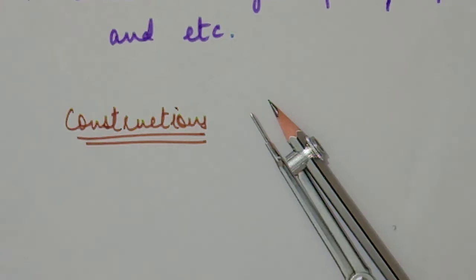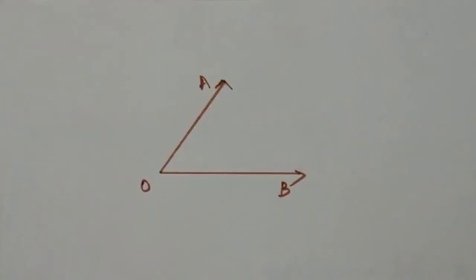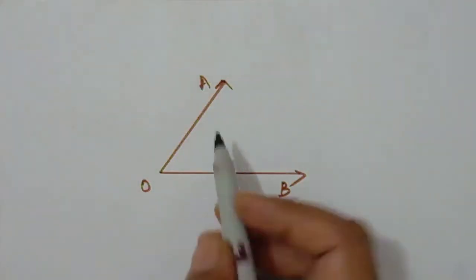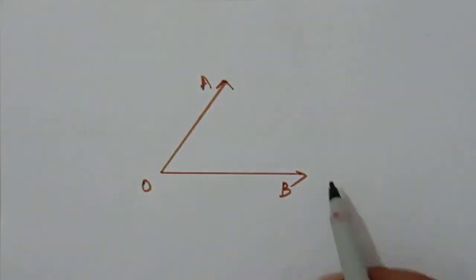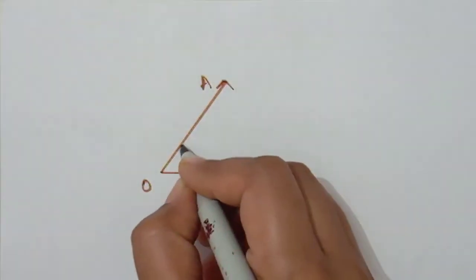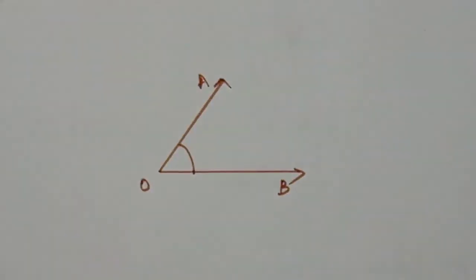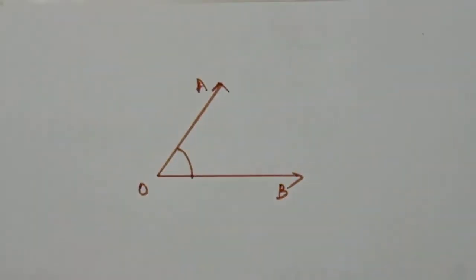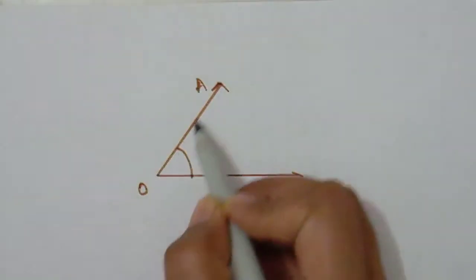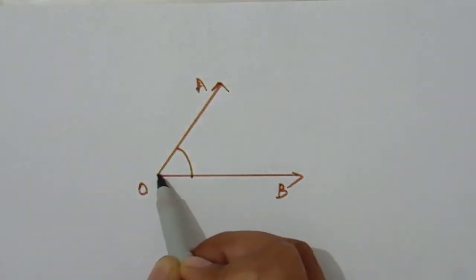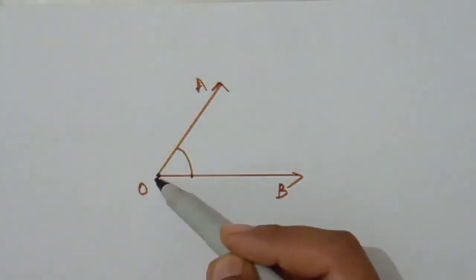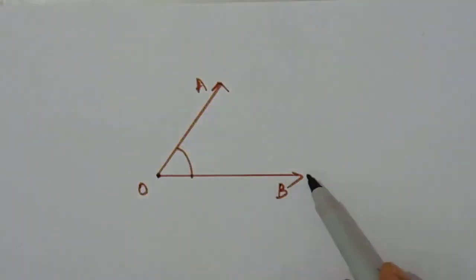Now we will start how we will bisect an angle. This is angle AOB. So what is the definition of angle, which I already told you in the previous geometry chapters? When two rays are originated from a fixed point, OA is a ray and OB is also a ray, when two rays are originated from a fixed point, we call it an angle.